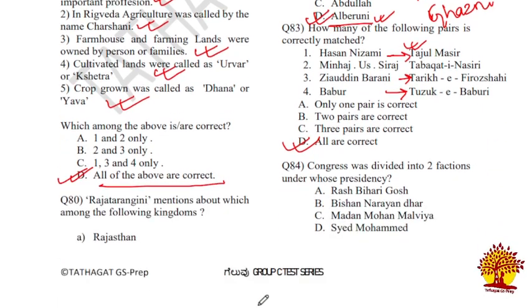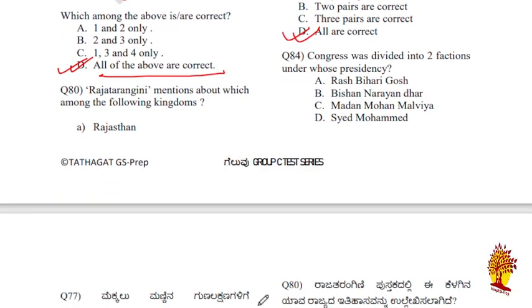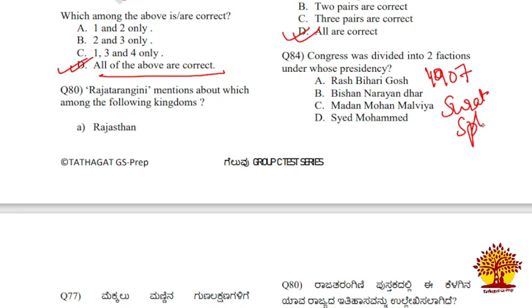84th question. Congress was divided into two factions under whose presidency? When was Congress divided into two factions? 1907 Surat session. You can famously call it the Surat split. So who was the president in 1907 Surat session? Rash Behari Ghosh was the president in 1907.